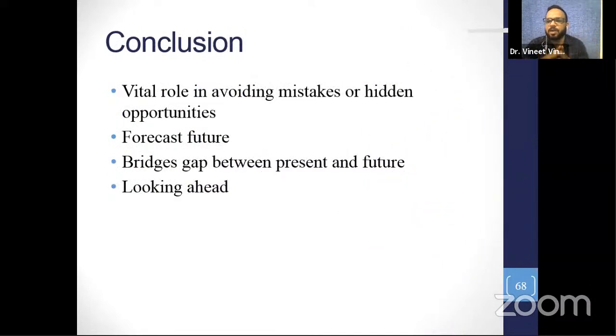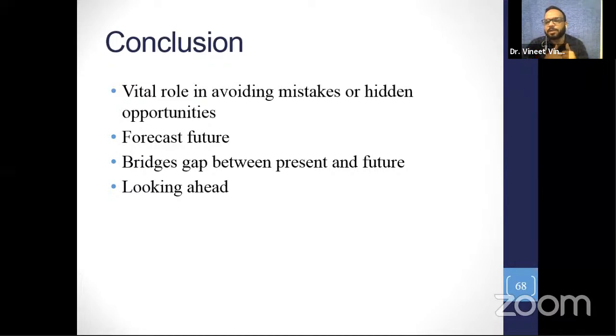Everything is fine. I hope you got the point. I would like to conclude with planning and evaluation. They play a vital role in avoiding mistakes or finding hidden opportunities. If you want to avoid mistakes or look for hidden opportunities, plan and evaluate. If you want to forecast the future, what is going to happen, plan and evaluate. It will bridge the gap between the present and the future. That is why planning and evaluation is very important.